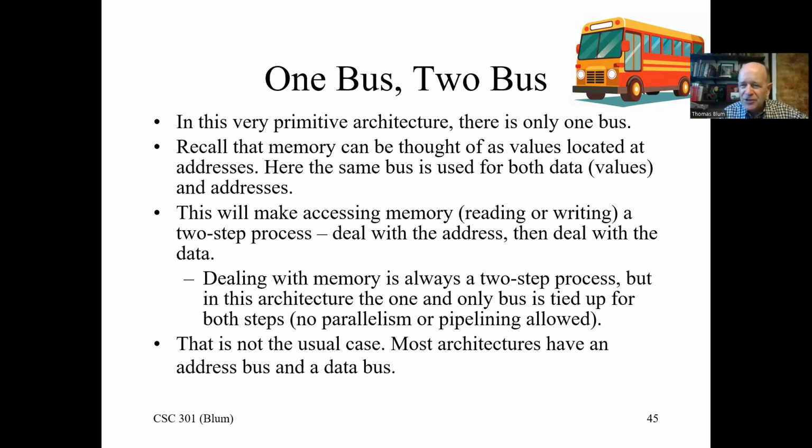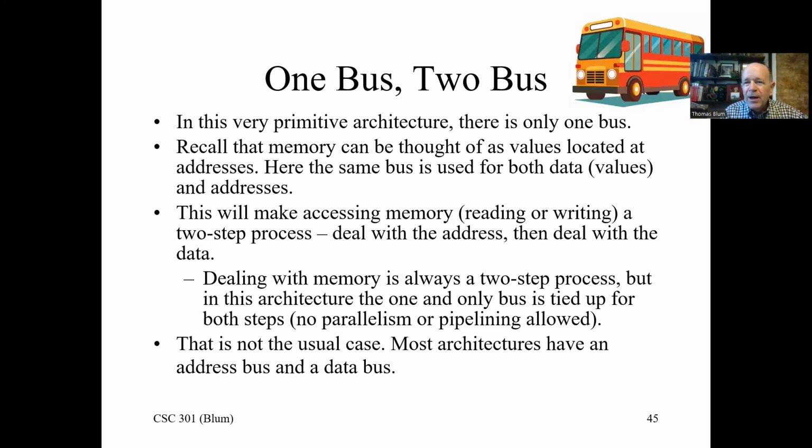But the way our architecture is now with one bus, that address has to be on the bus. If that address is on the bus, a value can't be on the bus. Only one thing can be on the bus. The bus is pretty much just wires connecting things, and so you can't have them interfering. You can't have an address interfering with a value.